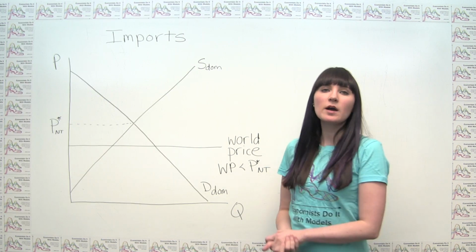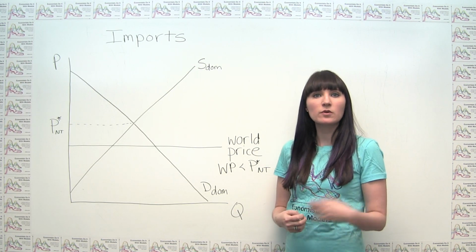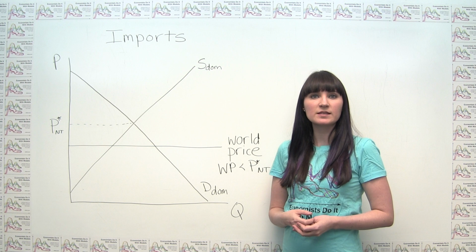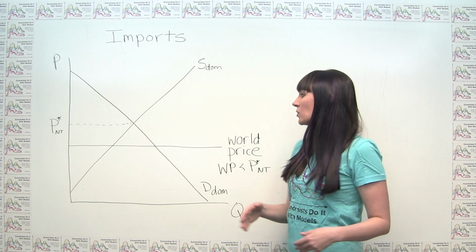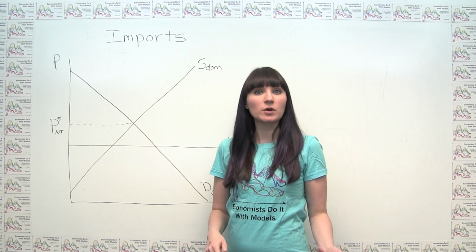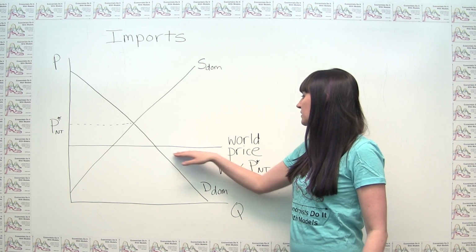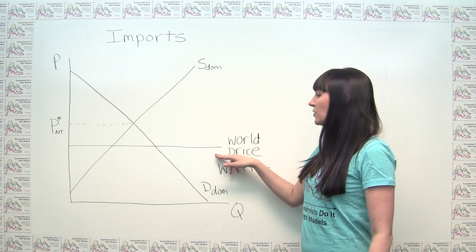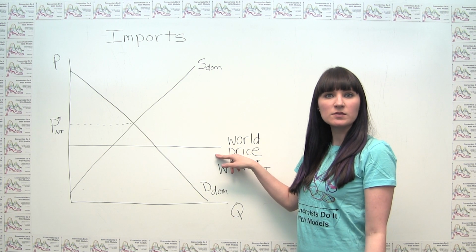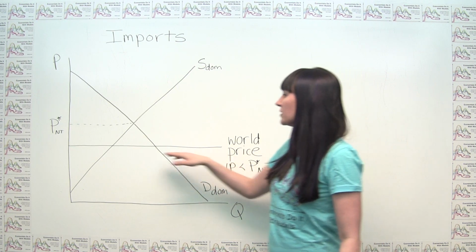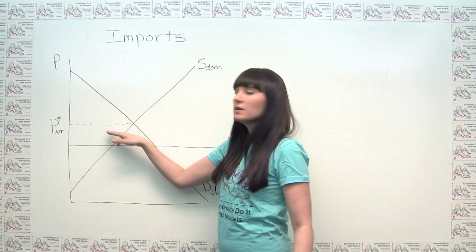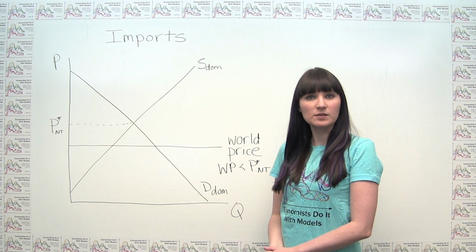The intuition behind when a country is going to want to import versus produce domestically is, of course, that people are going to want to buy things that are cheaper. So if we see that we can buy things more cheaply at the world price on world markets, we're going to choose to do that rather than to buy things more expensively by relying on our own domestic supply.